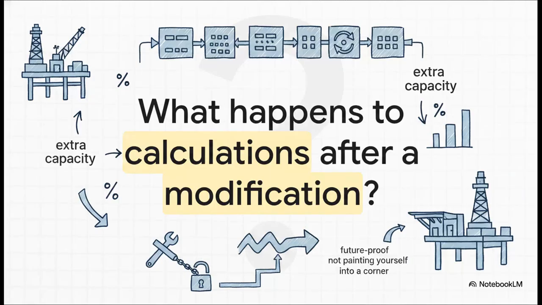Which leaves us with one final, incredibly important question. What happens to all of these tightly optimized load calculations when the oil platform inevitably undergoes a major modification 5 or 10 years from now? Because engineering is never static. A really good rule of thumb is to always assume between 15 and 25% extra capacity will be required for future growth. So how are you going to future-proof your next design so you don't paint yourself into a corner? It's definitely something to think about as you start your engineering journey.